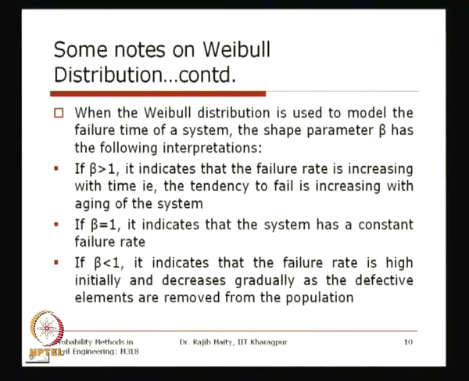So what I am trying to communicate is that the rate of failure in the initial time step is higher compared to when t increases. In that case, beta is less than 1, so the failure rate is high initially and decreases gradually as time passes. So these are the interpretations of the parameter beta for a Weibull distribution, and we can suitably think about which range of beta is suitable for different problems in hand.